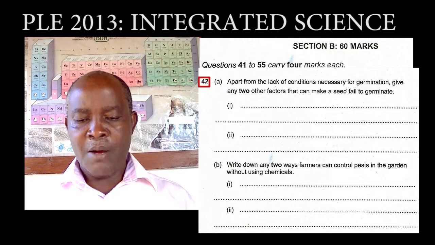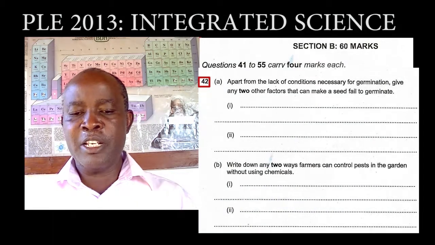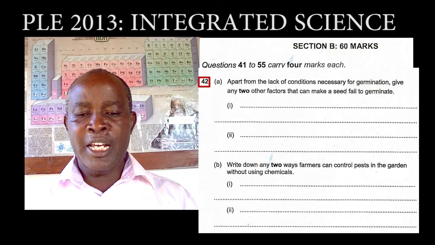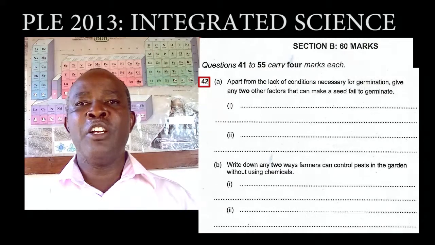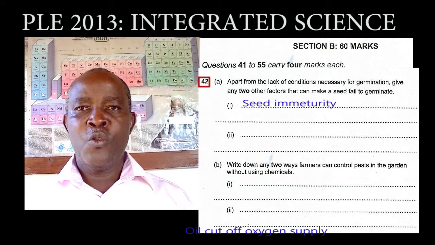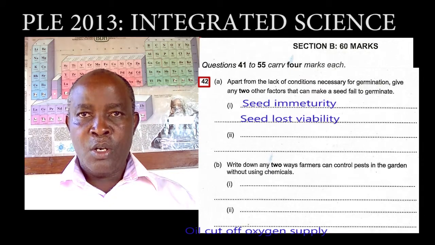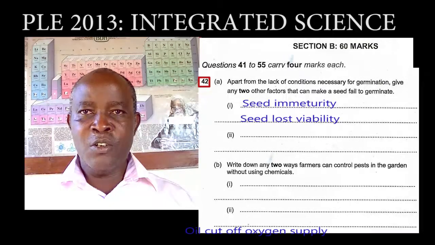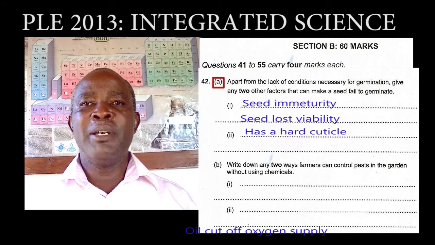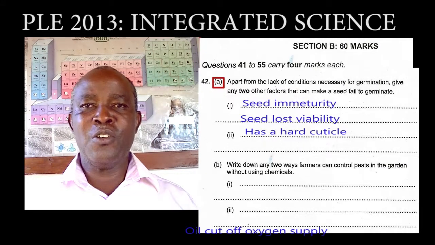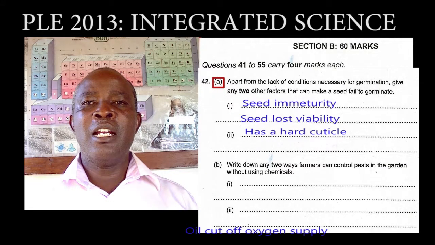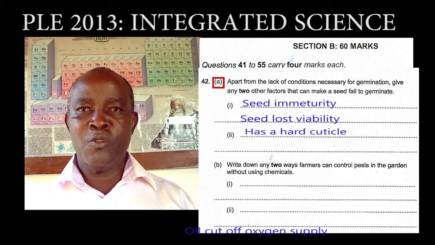42. Apart from lack of conditions necessary for germination, give any other 2 factors that can make a seed fail to germinate. When it is immature, when it has rotten, it may have a hard cuticle or testa that prevents entry of water.